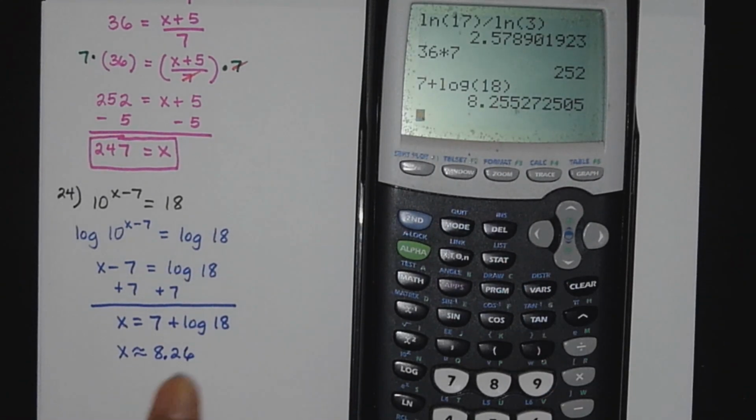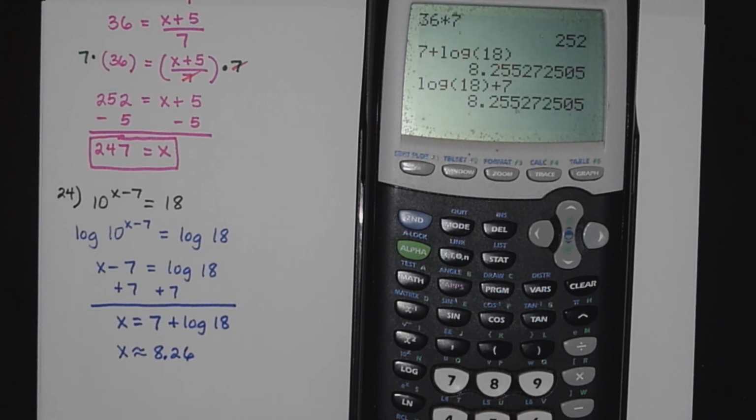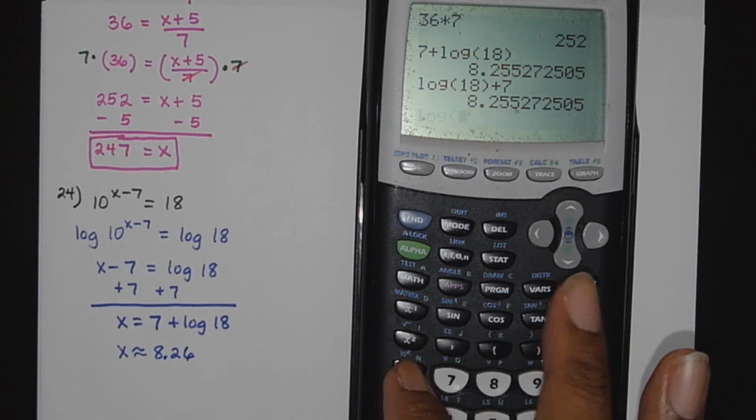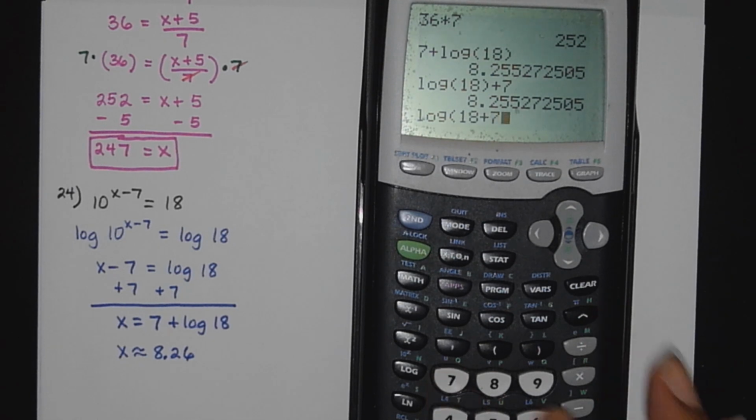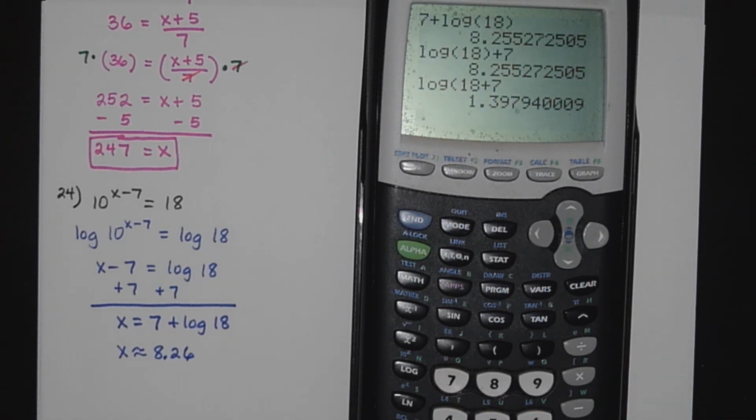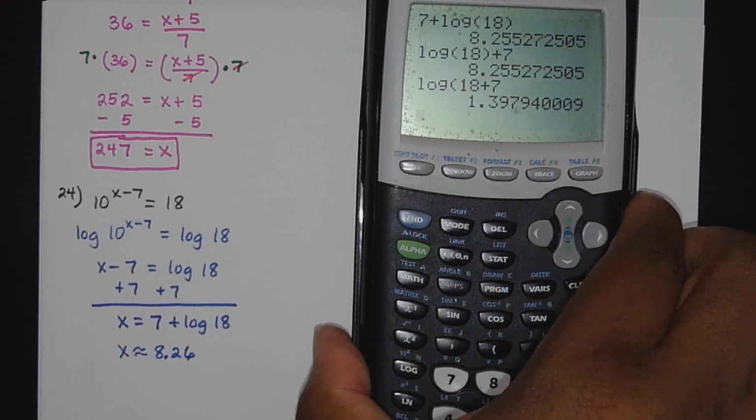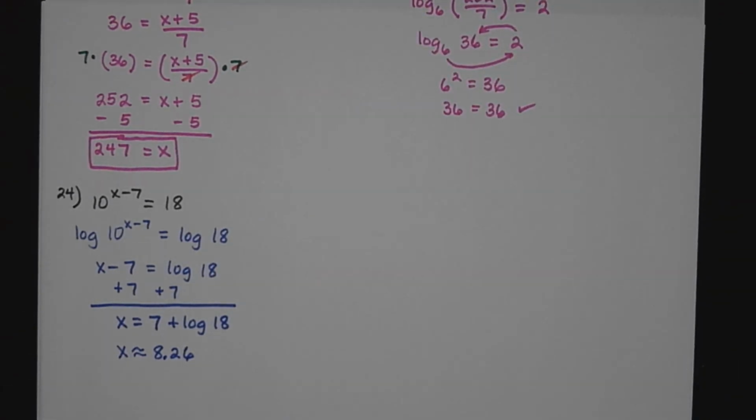Now, if you write that as log of 18 plus 7, you want to make sure that only the 18 is in parentheses and not the 7. Because you're only doing the log of 18, and then whatever that is, you're going to add 7 to it. Okay, let me show you what happens if you do log of 18 and then do plus 7. You're going to get a wrong answer. You want to make sure only the 18 is in parentheses. So this is our approximate value for x. And that 7 plus log of 18, that's your exact value. Are there any questions about problem number 24?